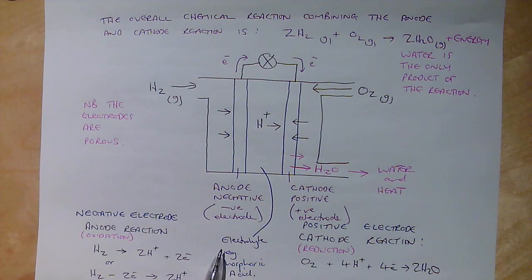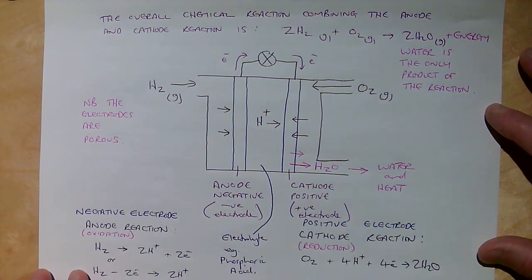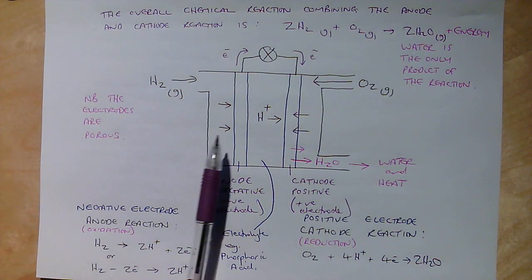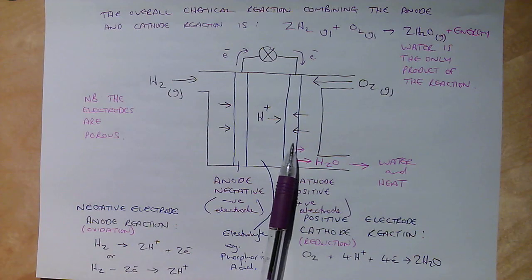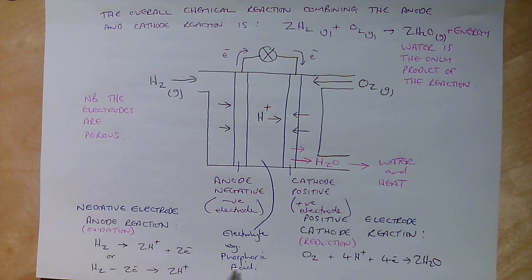I have an electrolyte, so something like phosphoric acid. Let's move that slightly up the page. There we go. So I've got my anode and my cathode dipping into my electrolyte here, and my electrolyte could be phosphoric acid, as I've just said. Remember, my anode is the negative electrode in a chemical cell, and the cathode is my positive electrode.